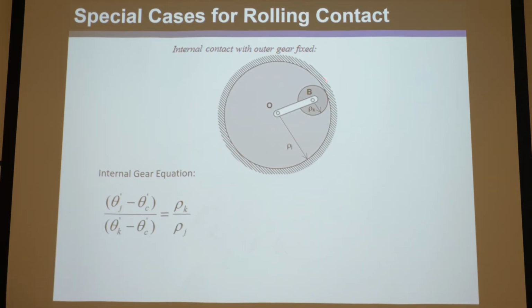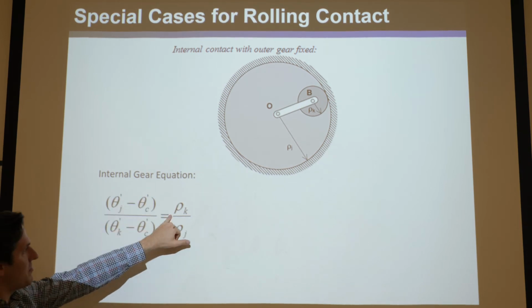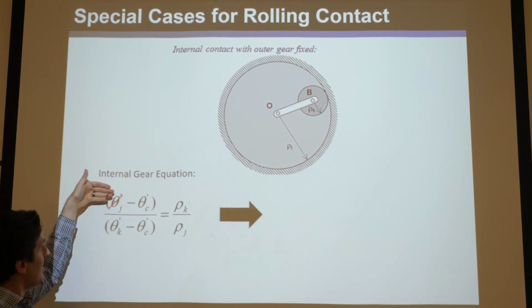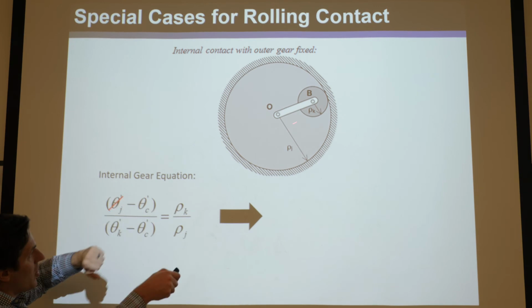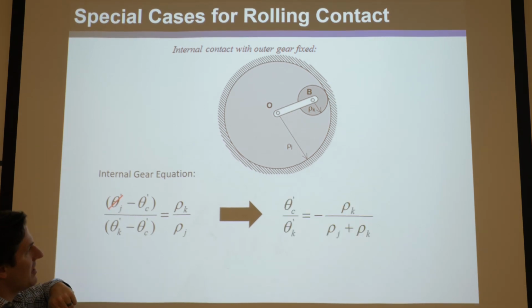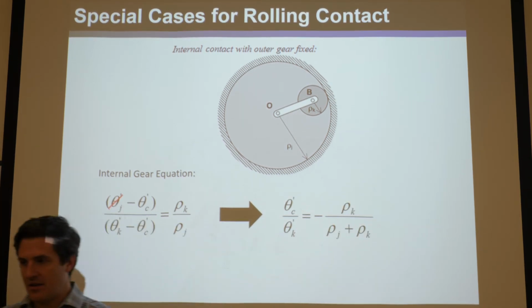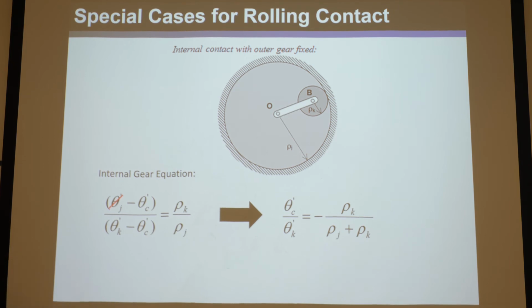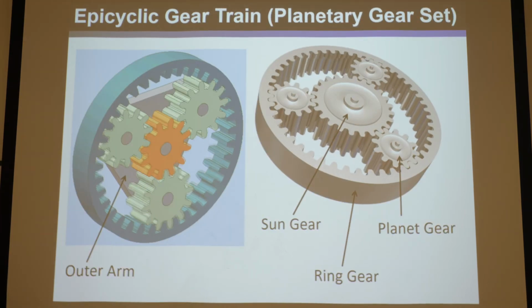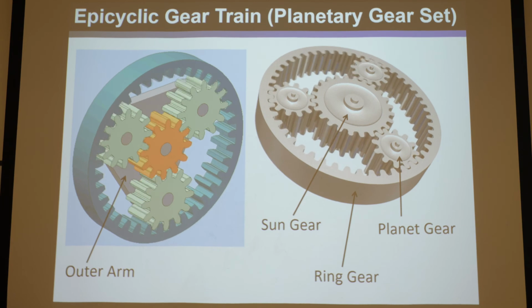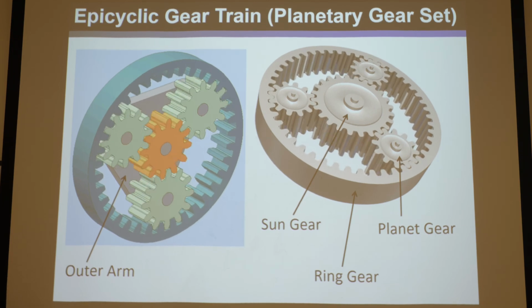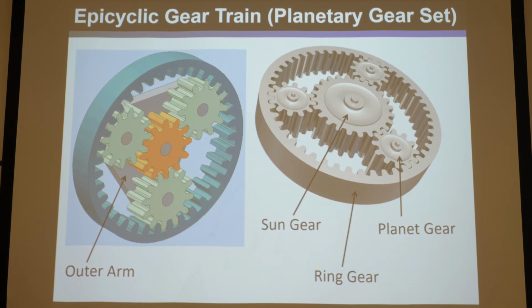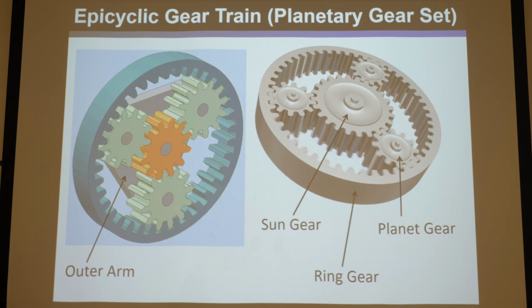Okay, same thing with the internal gear one, same equation with positive. You make this one 0. This one, the arm can now rotate, and K can rotate, and you get this. Okay, so you can see how these equations kind of work. And we can work our way up to the most complicated of these things, which is the epicyclic gear train, planetary gear set.